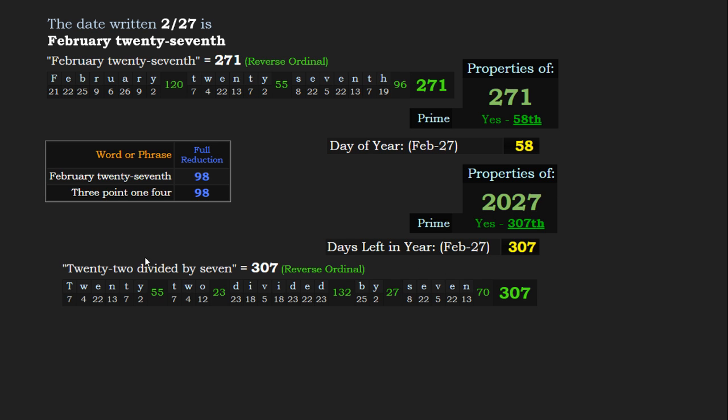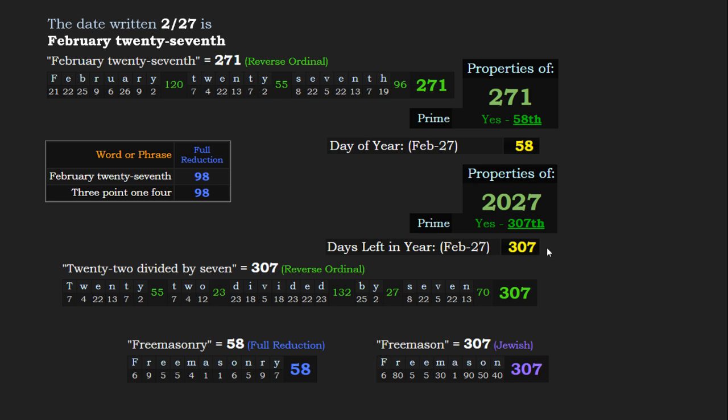And think about the phrase 22 divided by 7, which sums to 314 in ordinal. If you reverse the alphabet, you'll see that 22 divided by 7 equals 307. And again, the date 2/27 leaves 307 days in the year. This 58-307 connection is further attributed in Freemasonry. Freemasonry equals 58. And then in Jewish gematria, the word Freemason equals 307.